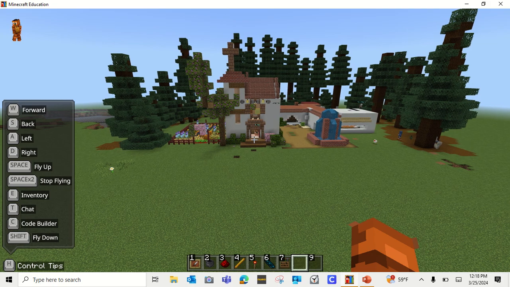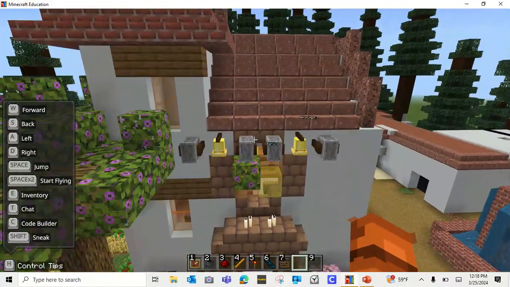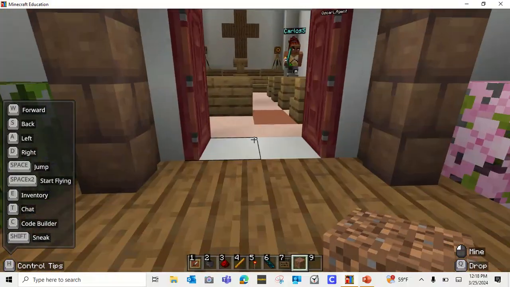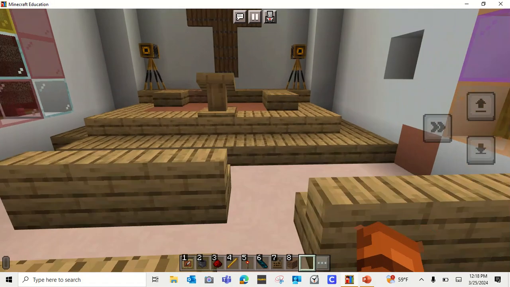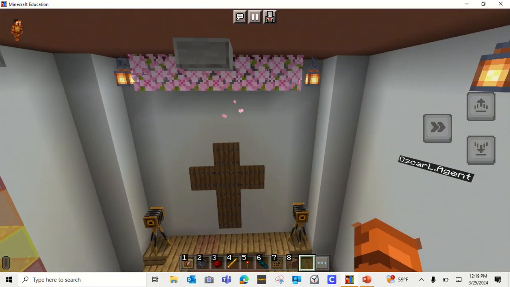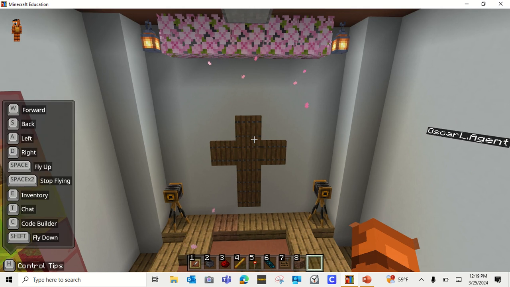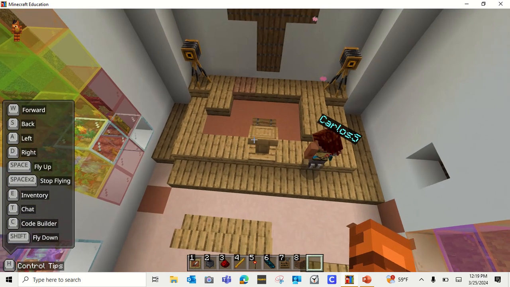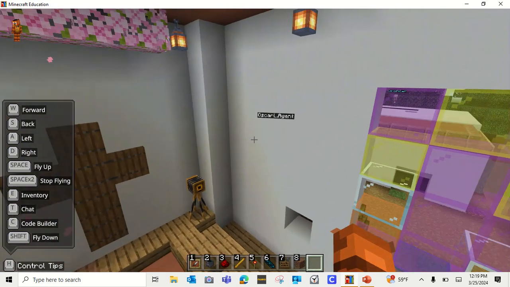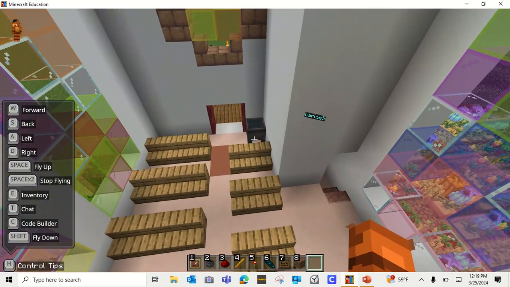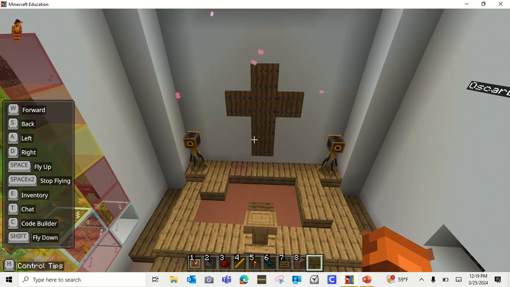First, I'm going to show you the church. In front of us is the cross. Under us is the Bible that I haven't placed. Behind us is the holy water. And then we see the cameras.